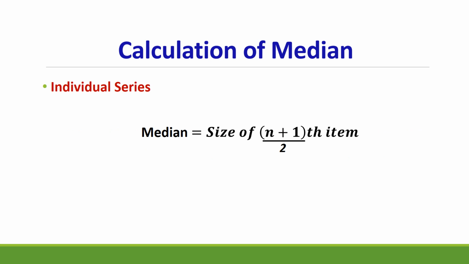Let us see how the median is calculated in three different types of series. First of all, the individual series. Here, the formula used is median is equal to size of (n plus 1) by 2th item.